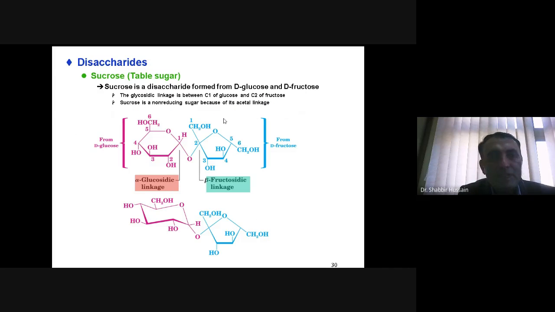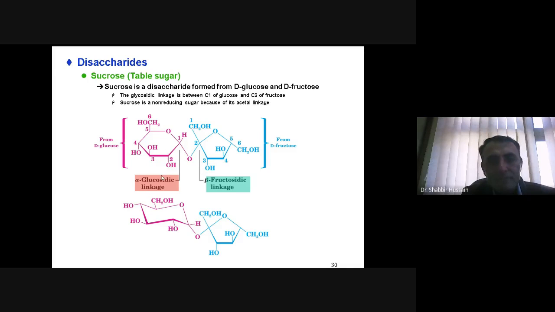And if you are talking about the disaccharides, the most important one is table sugar, which we all have in our daily meal, right? That is sucrose, a disaccharide. That is a class of oligosaccharide. Sucrose is a disaccharide formed from D-glucose and D-fructose. As you know, when sucrose is hydrolyzed, it gives us D-glucose and D-fructose, right?